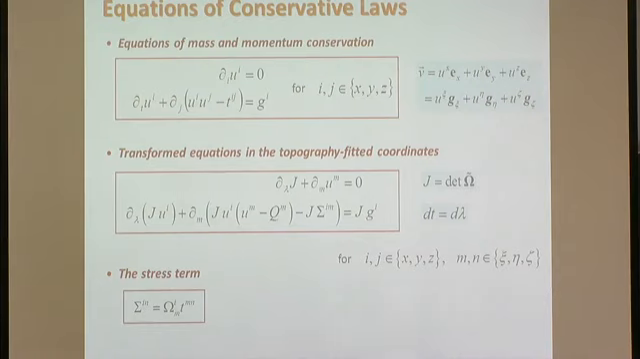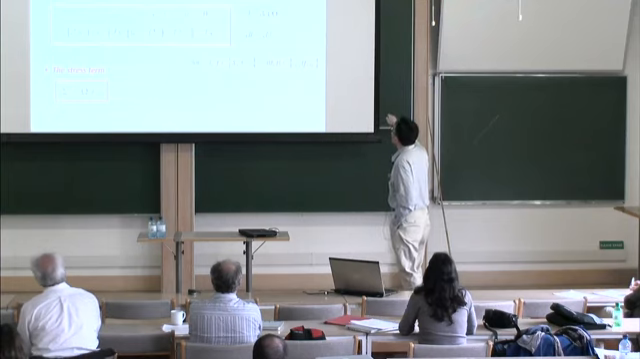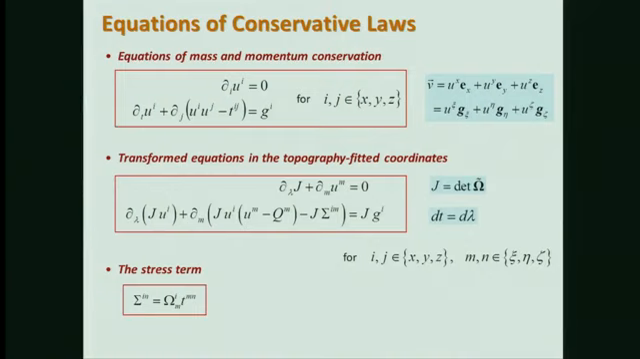Here, i and j are the indices for x, y, z in the Cartesian coordinate system, and we also have the other coordinate system, the terrain-fitted coordinate system. We call it xi, eta, theta, and they are covariant bases. And once we transform them into the Cartesian coordinate system, this transformation is unusual compared with what we have learned.